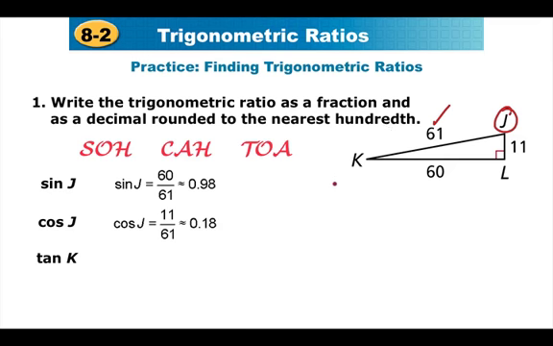Now tangent of K. So now we're looking at this being our reference angle. Tangent is opposite over adjacent. So from here, which side is opposite to K? 11. Which one is adjacent to angle K? 60. That's why we have this. Punch it into the calculator and you get the following. Let's move on to number 2.